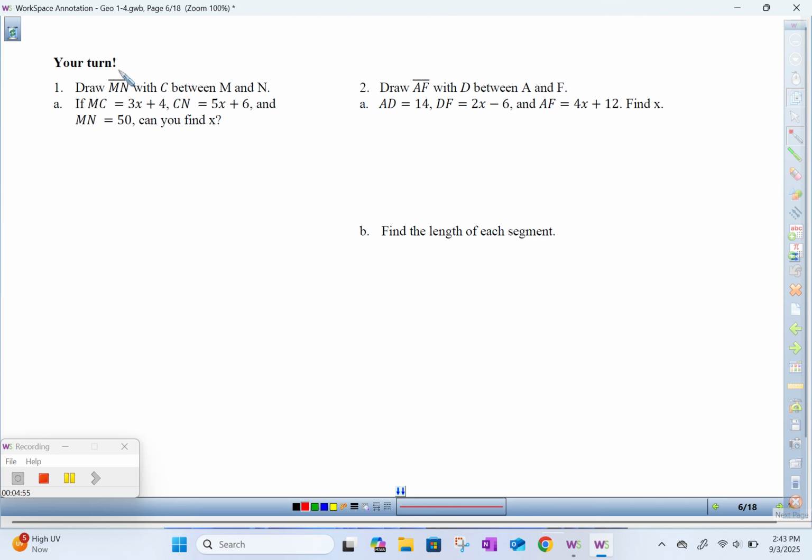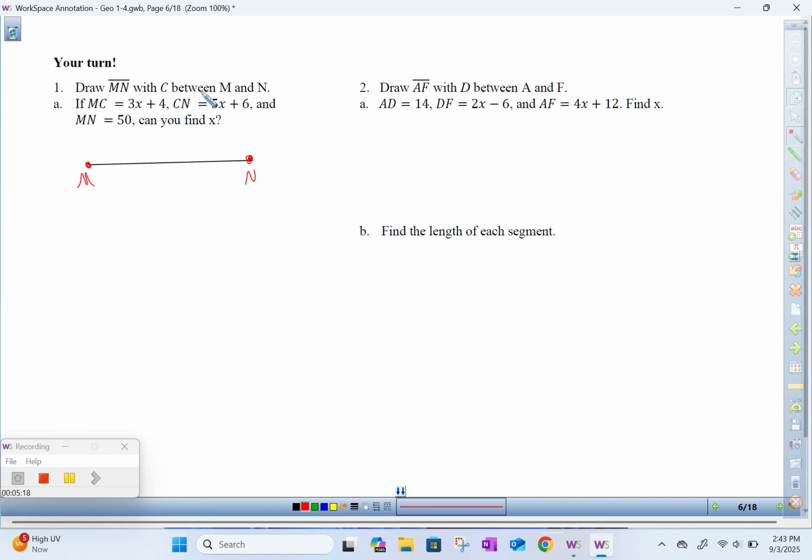It says draw segment MN. Okay, so grab out your geometer. If you need to pause the video, please do so. And on this segment, we're going to put some points. We have M and N. Since that's the name of our segment, that will be the endpoints.